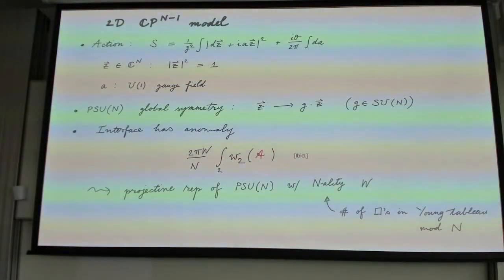In this case, I'm studying a 2D theory. The interface is a point, so it's some quantum mechanics, and it's got to transform under the global symmetry, PSU(N). But because of the anomaly, it's got to transform in a projective representation. It just means it's in the fundamental of SU(N), for example, if W is 1. Yeah.